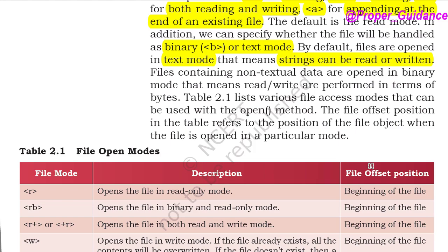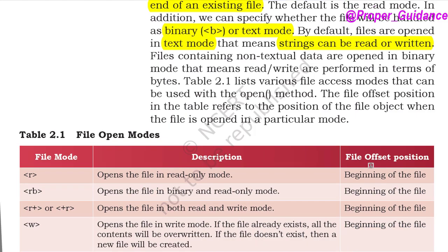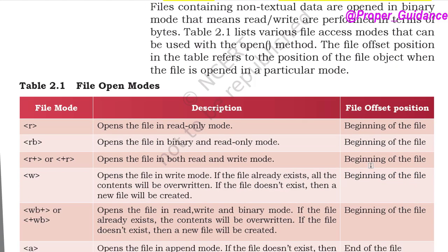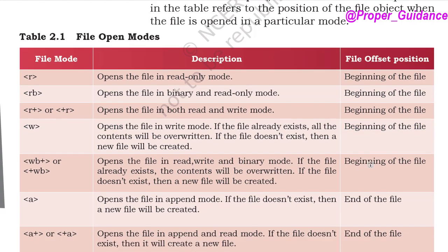The file offset position in the table refers to the position of the file object when the file is opened in a particular mode. Here we get another table for file modes, with the different file modes along with the description and file offset position. Look here: first, r opens the file in read only mode, at the beginning of the file. rb opens the file in binary and read only mode, at the beginning of the file. r+ or +r opens the file in both read and write mode, at the beginning of the file.